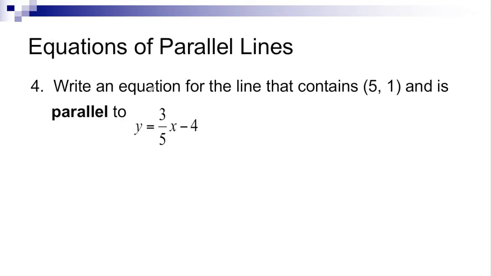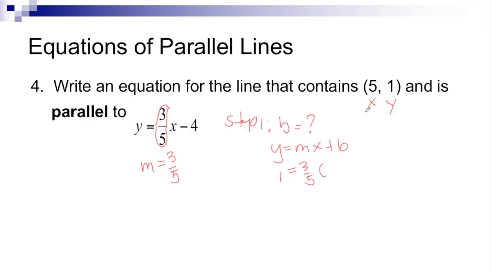So this time, we will write an equation for the line that contains a point. This is your x and this is your y, and is parallel to y equals 3/5 x minus 4. First, remember that the slope of parallel lines are the same, so we will use 3/5 as the value of the slope. So, how to write an equation? Step 1, let us find b. And slope-intercept form is y equals mx plus b. So we will use y, which is 1. Since the slope of parallel lines are the same, the m here is 3/5 and x is 5.